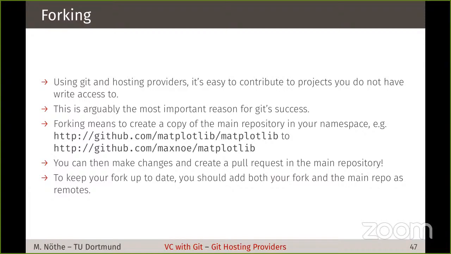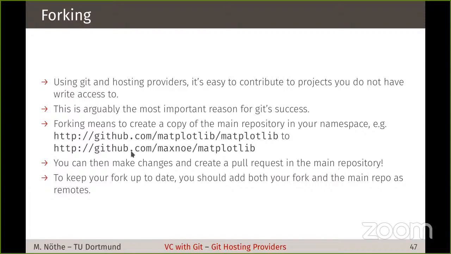And GitHub has a mechanism for this, and GitLab as well, where you can make a copy of a repository in your own namespace, make any changes there, and then propose a pull request to the main repository. And this is called forking. So if you fork a repository on GitHub, this will essentially copy the official repository of a software into your local namespace. For example, when I want to contribute to matplotlib, I fork matplotlib/matplotlib on GitHub to maxnoe/matplotlib, so I have a copy of the repository in my own namespace. And then I can make the changes and create a pull request to the main repository.